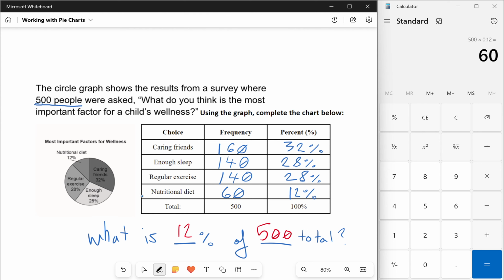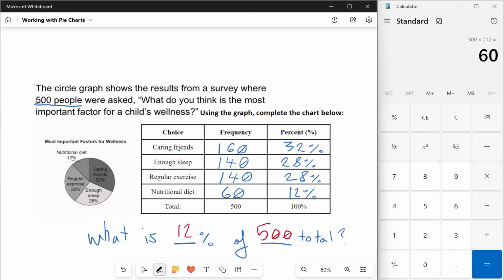So now, working backwards from my circle chart, my pie chart, my circle graph, whatever you want to call it, I knew my percentages. I put them all in this column here. I really just copied them over. I had that data in the chart to begin with. And then I used what I knew to be the total. My question gave me 500 people were asked. That was the total number of people. I used that to find the frequency of each data point.